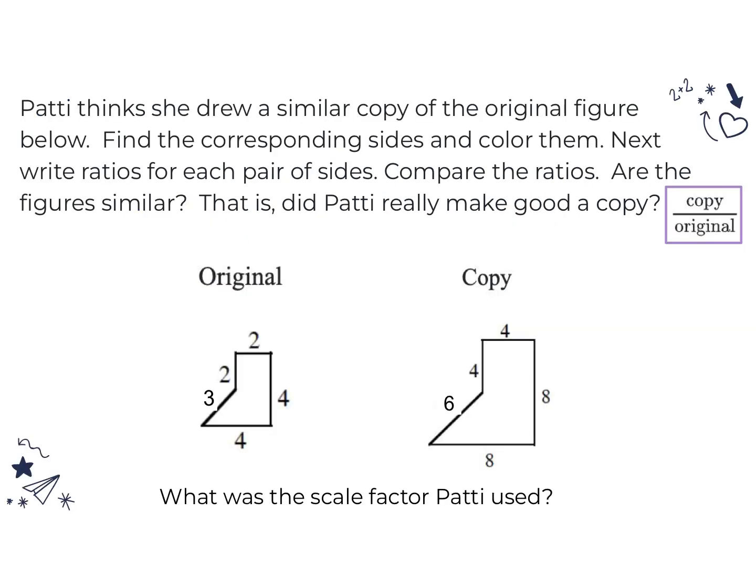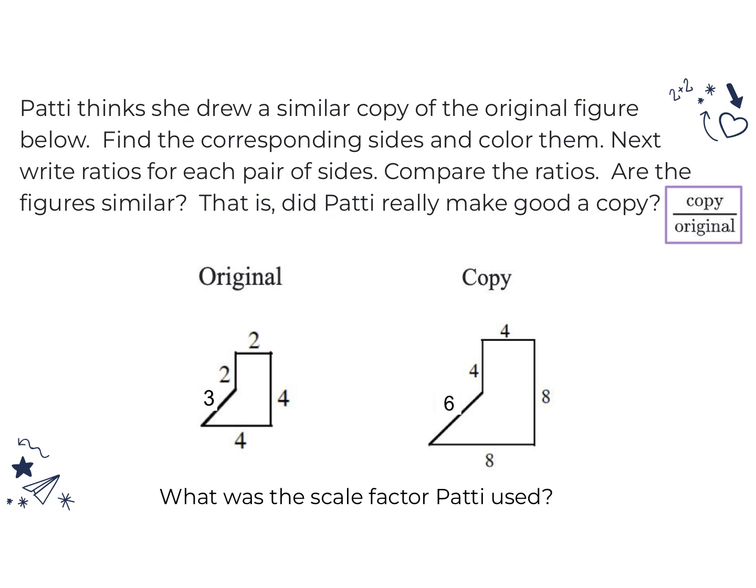So Patty thinks she drew a similar copy of the original figure below. What we want to do is we want to find the corresponding sides and color them. Next, we want to write the ratios for each of the pairs of sides and compare the ratios. Are they similar? Well, asking really, did Patty make a good copy? So this is kind of going backwards. This is after everything has been applied. We have our original and our copy. We're going to go back and see what Patty did, if she did a good job.